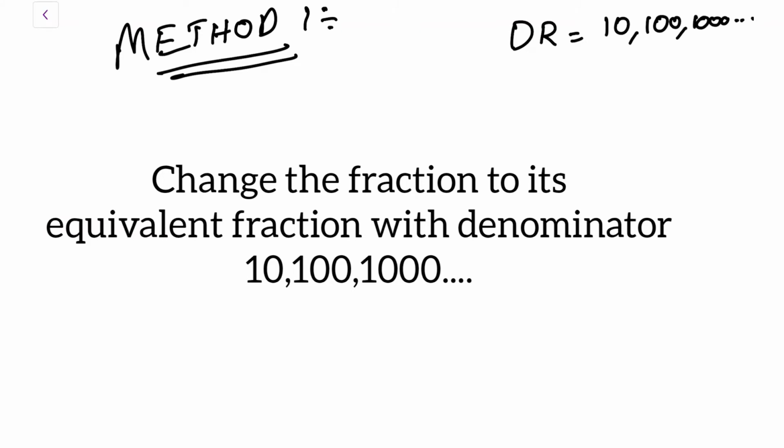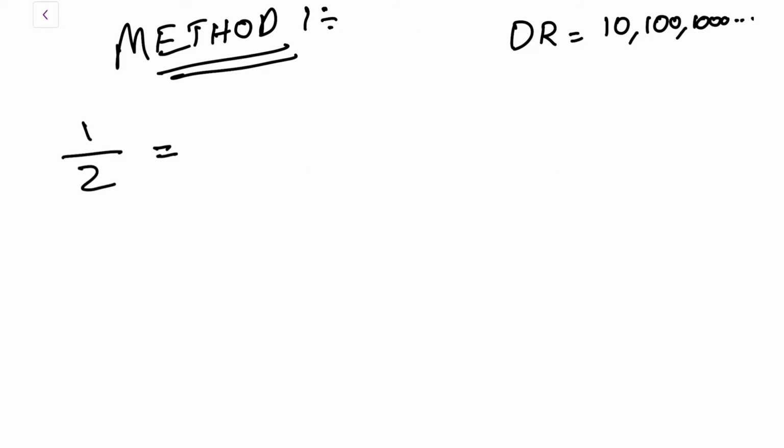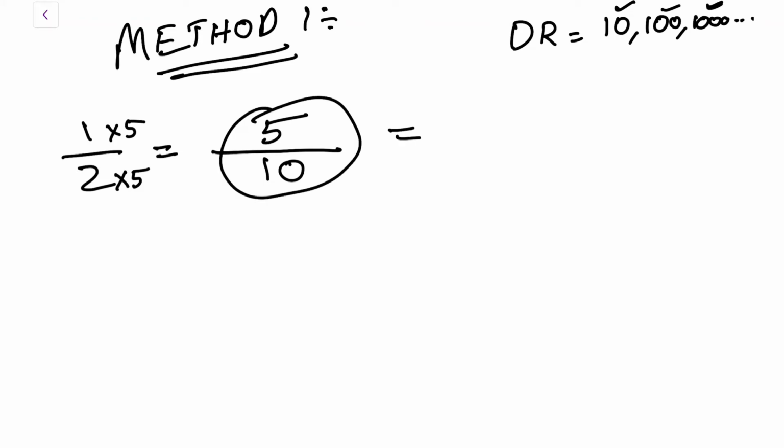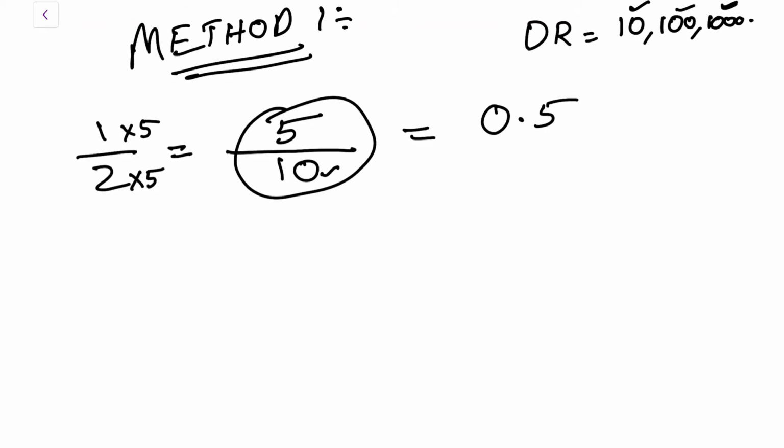Let's take an example. If 1 by 2 is given, how can you change this fraction 1 by 2 into an equivalent fraction with denominator 10, 100 or 1000? What do you think? That's right, multiply the numerator and denominator with 5. So 2 5s is 10. There you go, you got the denominator 10. So the numerator becomes 5. Now 5 by 10 is the equivalent fraction. Now you know how to write 5 by 10 as a decimal number. How do you write 5 by 10 as a decimal number? That's right, it's 0.5. 10 has only 1 zero, so it's got 1 decimal place. Very good. How about, let's take another example.